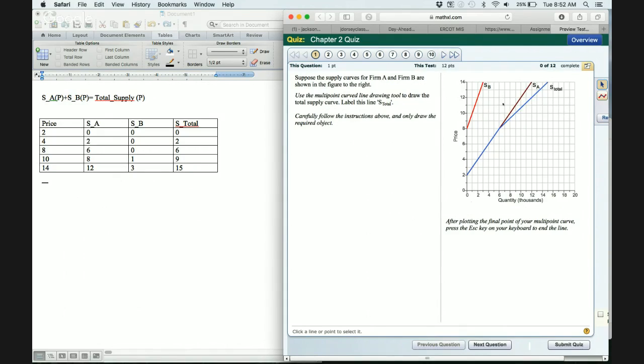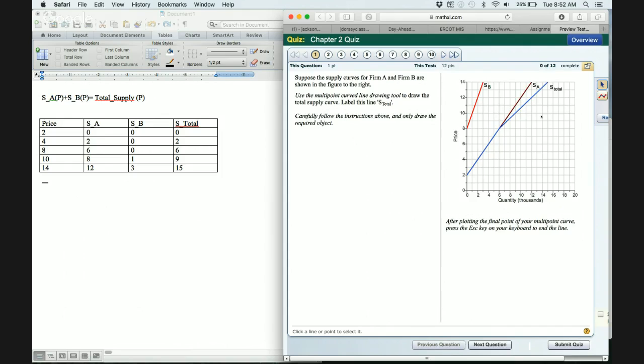Essentially, we're just adding these two curves together in a horizontal manner, because the supply curve tells us at each price how much the total market is willing to supply, which is these two firms in this case. So in order to find the total supply curve, we need to look at how much firm A is willing to produce at a given price, and also how much firm B is willing to produce at a given price. The total supply curve is just those two added together, and it will look like this figure on the right.